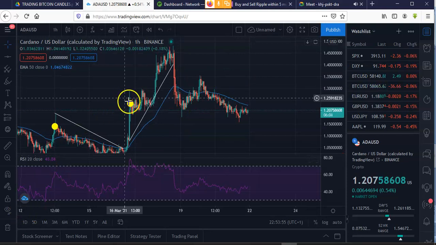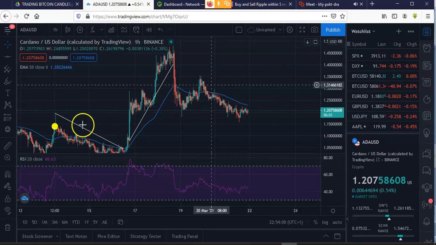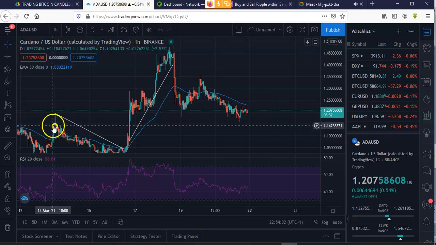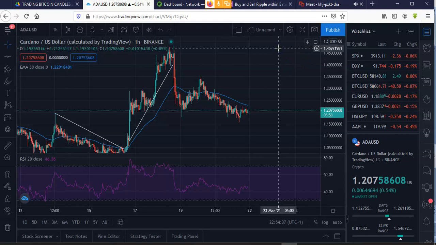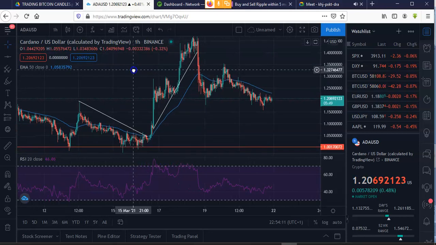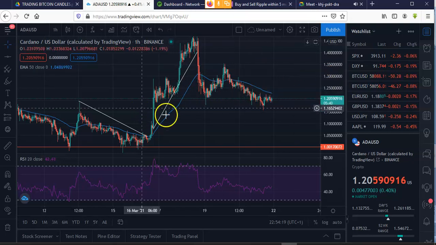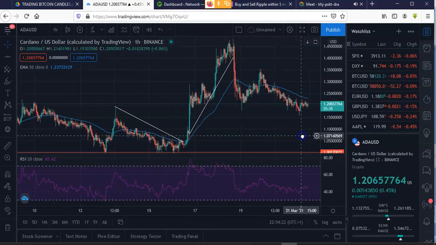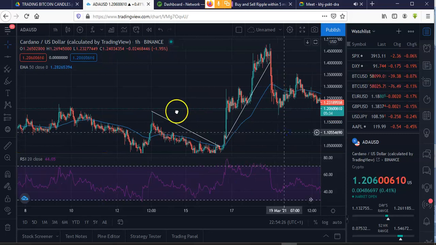Alright. Let me delete this one. So is there anybody who has not understood price action and support and resistance? I have not talked about resistance, I've been talking about support, right? So resistance is where the price of the coin got rejected from going up.